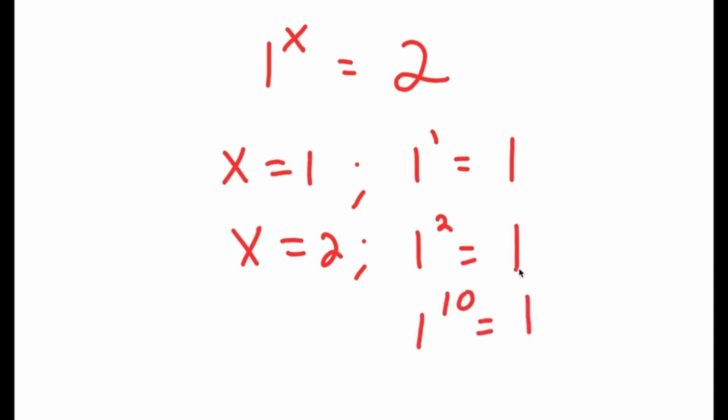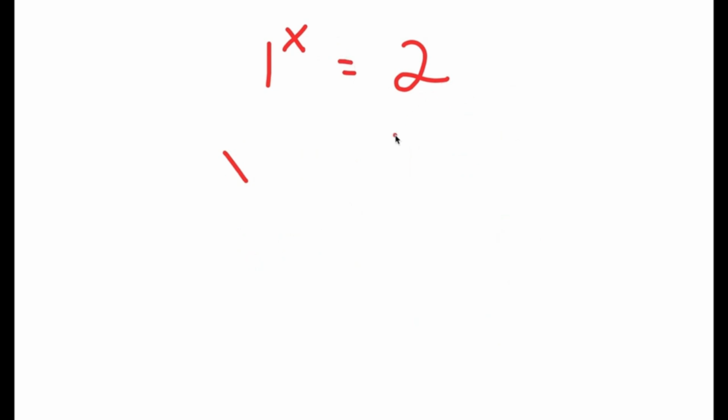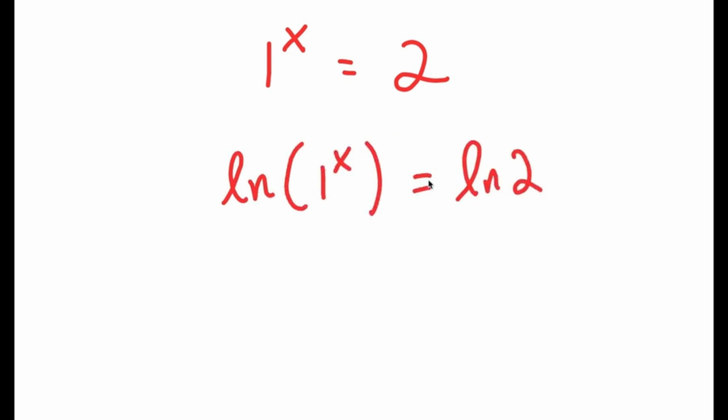So you may be thinking, what possible value of x can make 1 to the power of x equal to 2? So let's try solving this. What I'm first going to do is start by taking ln of both sides. So I get ln of 1 to the power of x is equal to ln of 2. And ln is the same thing as the natural log.